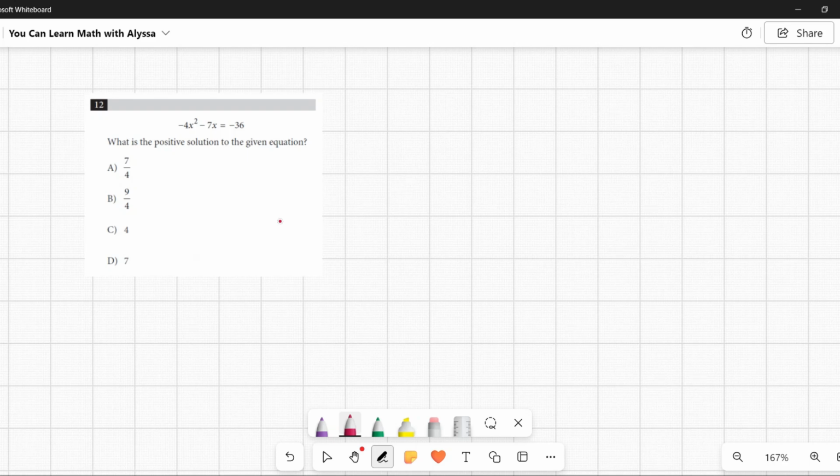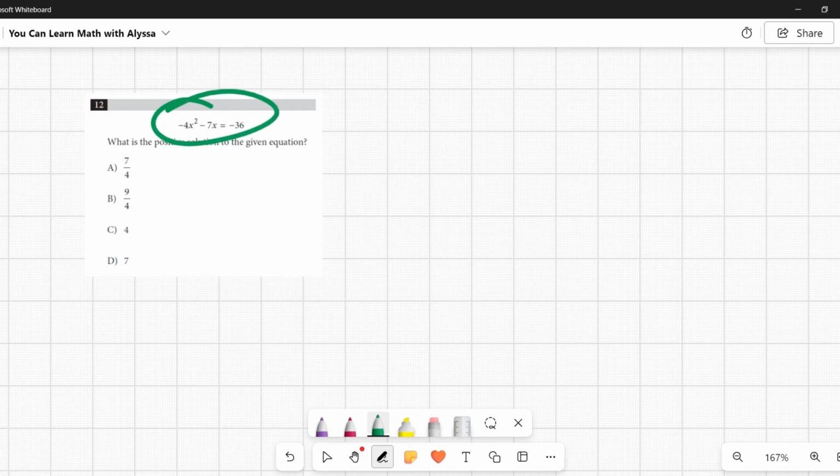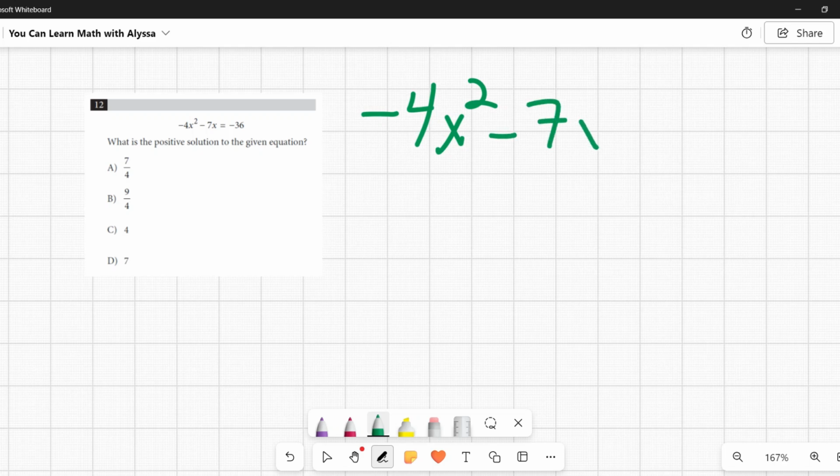All right, on to number 12. Negative 4x squared minus 7x equals negative 36. What is the positive solution to the given equation? There are more than two ways that you can do this. I would absolutely graph this, 100%. I would not bother with trying to factor it because you've got the negative 4x squared. The graphing's going to be the fastest. Absolutely. I'm going to show you how to do it in other ways, but we're graphing the sucker. We want to get it done quickly.